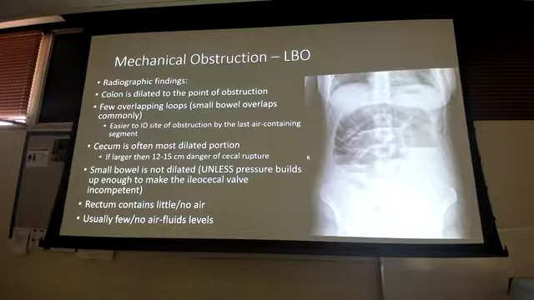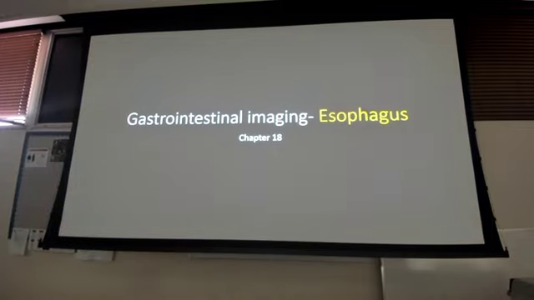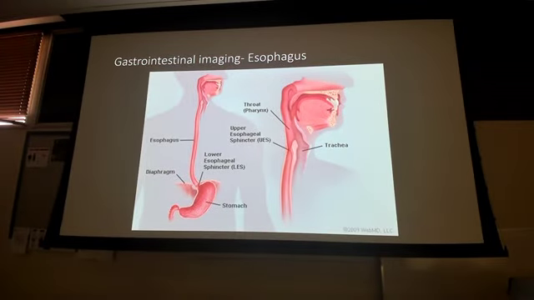Typically, yes, but the picture will tell you: two or three loops, a few loops, is localized. Or we saw some of those pictures where it's like, oh my gosh, it's the entire small bowel. That's going to be your generalized or adynamic. All right, questions on the intestines? Okay, esophagus. There it is.